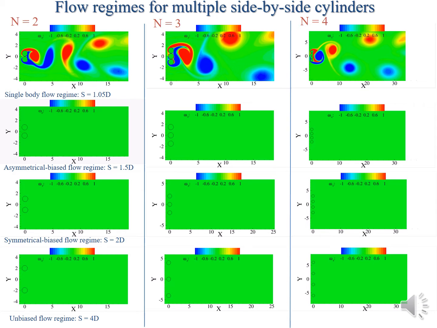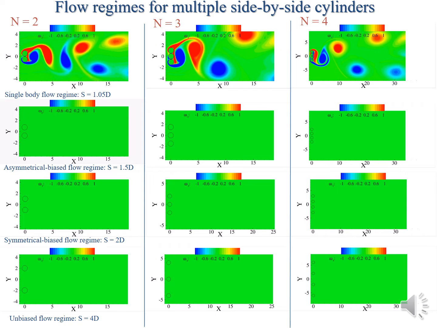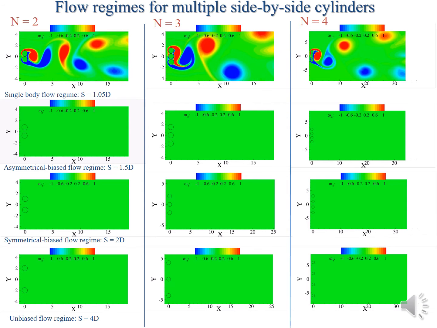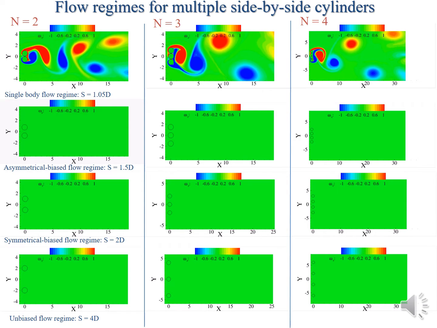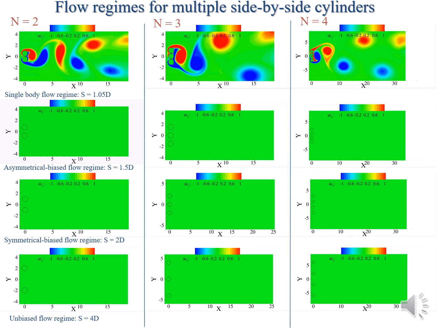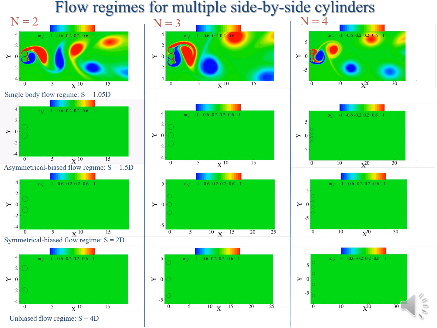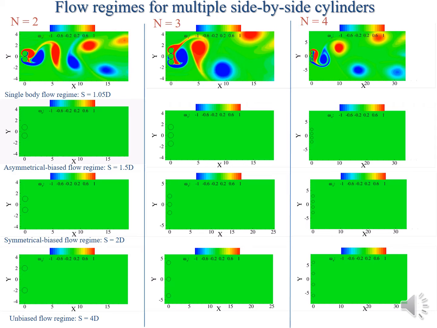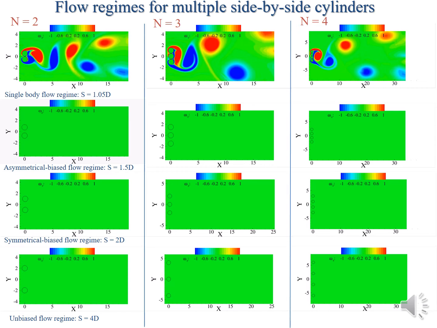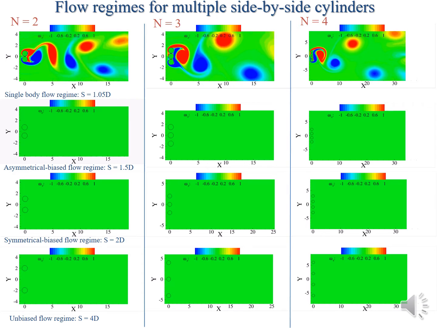Side-by-side cylinders in cross flow. First, let's examine what happens when the gap ratio is very, very small and we just increase the number of cylinders. So for this one, we are going to have a gap ratio of 1.05. So the center to center distance between the cylinders is 1.05 diameters.